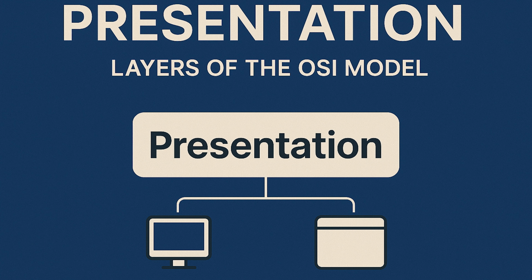Next comes the presentation layer. This layer ensures that data exchanged between systems is in a format both sides understand. It handles translation, encryption, decryption, and compression. While it's often invisible for developers, it's critical in cases where data formats differ between systems.